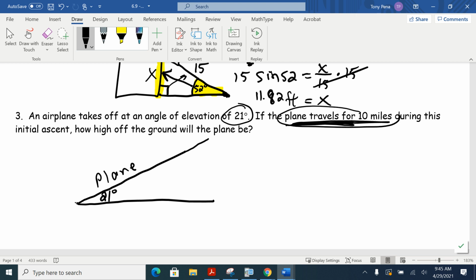So when you're told the plane traveled 10 miles during the initial ascent, his climb upwards, that 10 miles goes right here. And then the question is, after it has traveled 10 miles during the ascent at this angle, how high off the ground will he be? If he's now here, after he's traveled 10 miles upwards at 21 degrees, how high above the ground is he going to be? All right, so set that up. Hopefully now we're starting to get a hang of this.